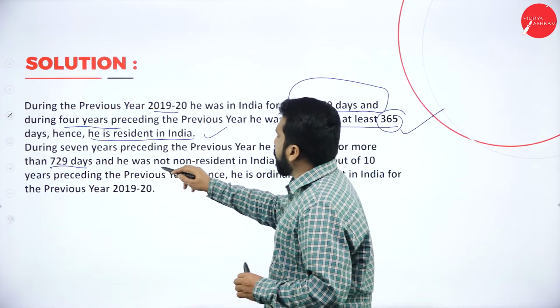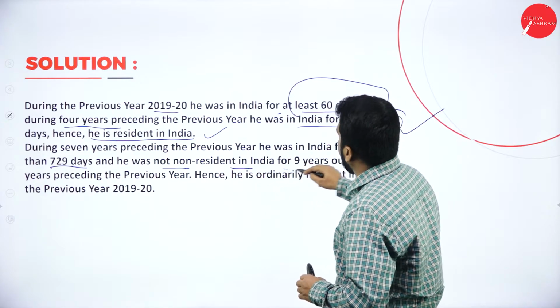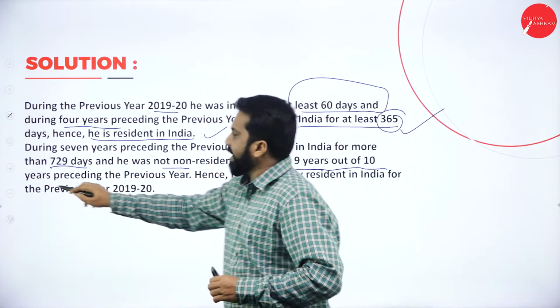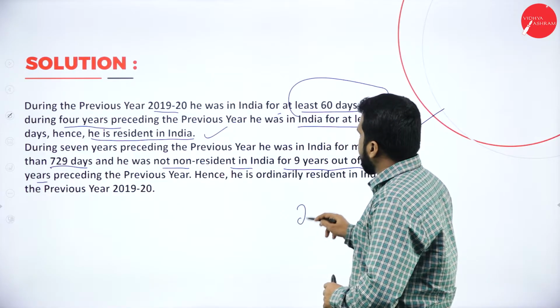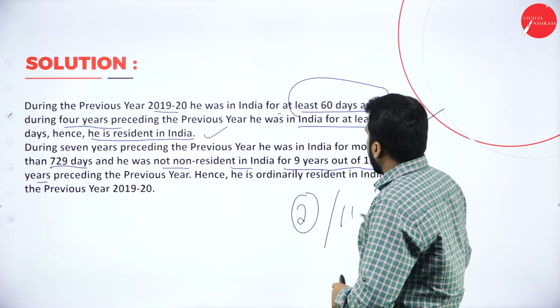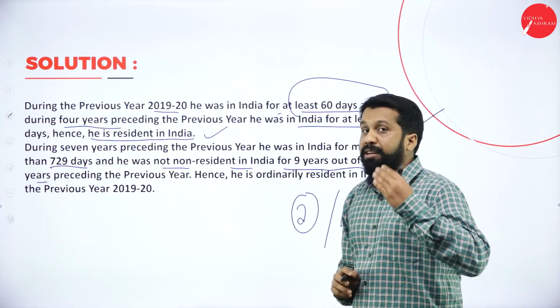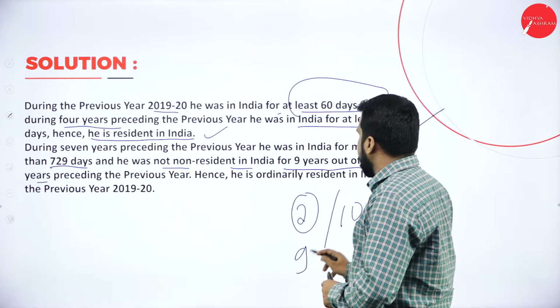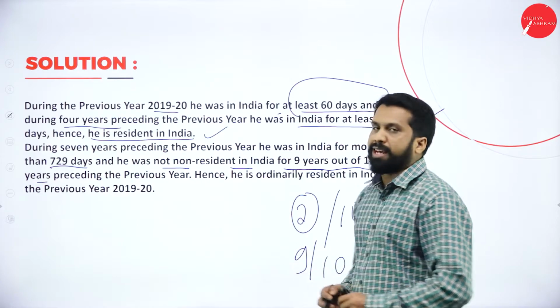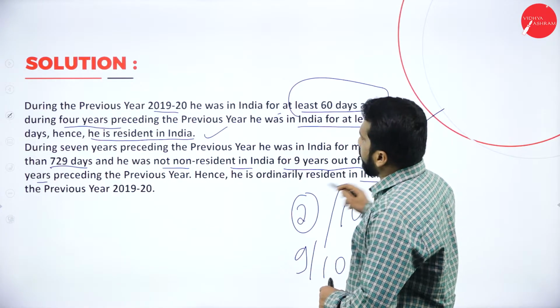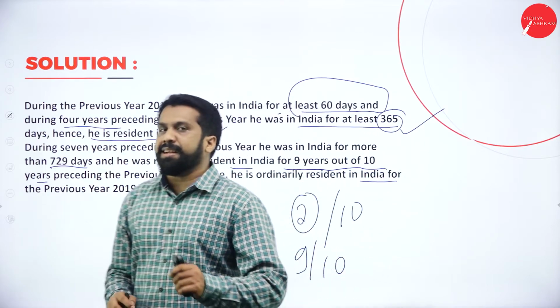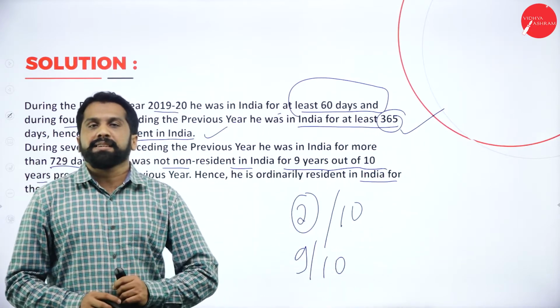Then, he was not non-resident in India for 9 years out of 10 years. You can calculate in 2 ways: he must be resident for 2 years out of 10, or else he must not be resident 9 years out of 10. Both are the same only. So he is resident in India. So he is called resident and ordinarily resident.